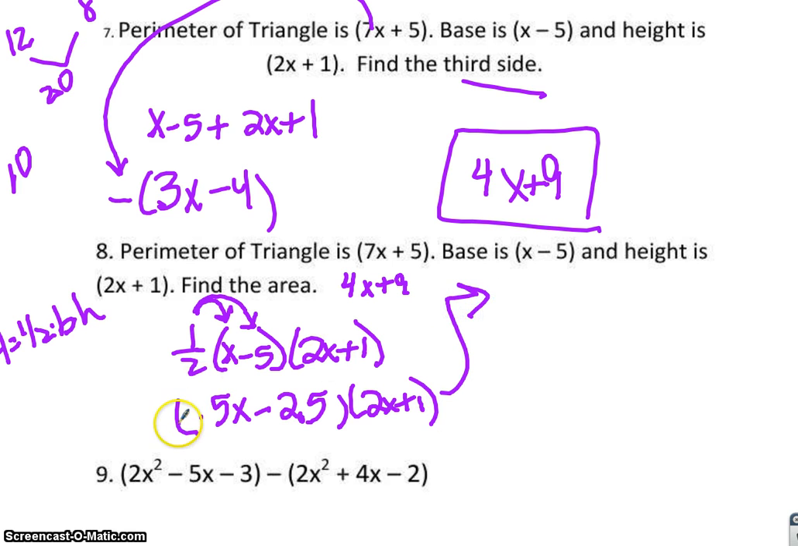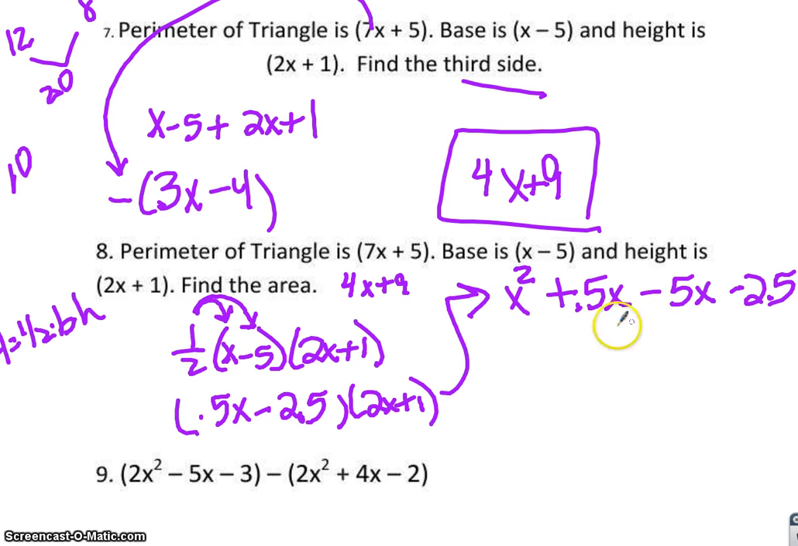So when I do that, 0.5x times 2x is going to be x plus 0.5x. Oh, that's actually going to be x squared, isn't it? 0.5 times 2 is 1, and then x times x is x squared. Plus 0.5x times 1 is 0.5x. Negative 2.5 times 2x is going to be minus 5x. Once again, you could use your calculator. Negative 2.5 times 1 is minus 2.5.